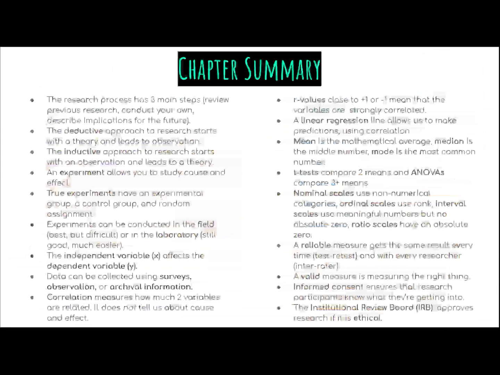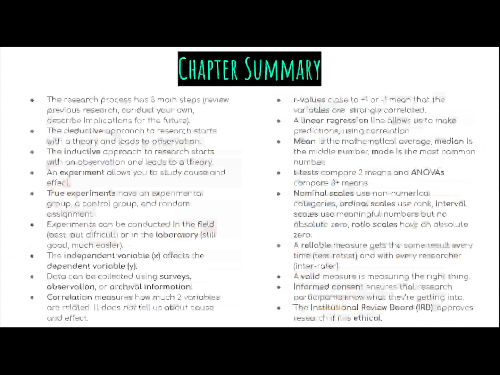Correlation measures how much 2 variables are related. However, correlation does not tell us about cause and effect. When doing correlational studies, we calculate R values to tell us how closely related variables are. An R value close to +1 or -1 means that the variables are strongly correlated. A positive correlation means that as one variable increases, so does the other, whereas a negative correlation means that as one variable increases, the other decreases. But remember, with correlation, we don't know which one causes the other. A linear regression line allows us to make predictions using correlation.